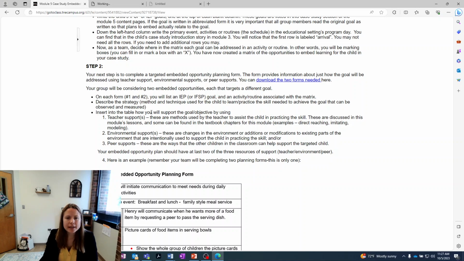Okay. So on each form, 1 and 2, there's 2 of them there. So make sure you get both of them. That you describe the strategy and method, right? That you are using these to help the child learn and practice the skills they need to achieve the goal.